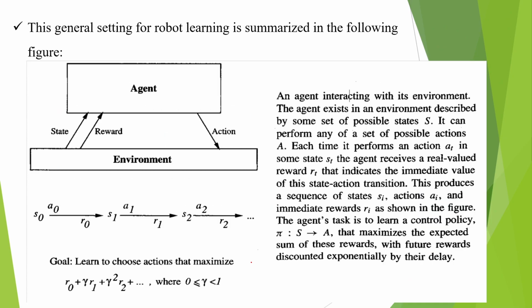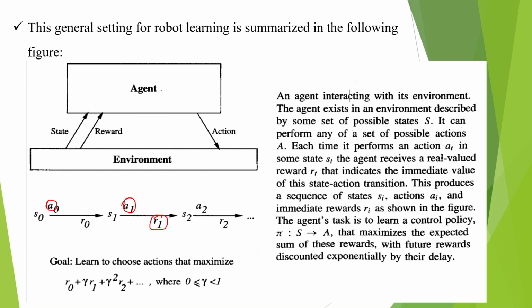This is what I have just explained. If it is at S naught and applies A naught action, it will gain R naught reward, and the state change will occur from S naught to S1. Here A naught we will assume as the best action. Same here: S1 when applied A1 will go to S2 and gain the reward R1, likewise.